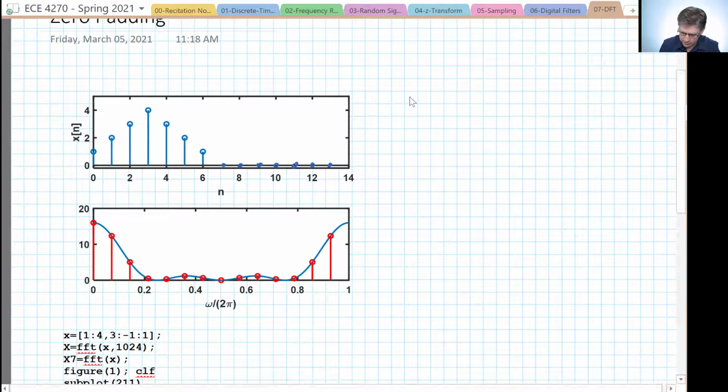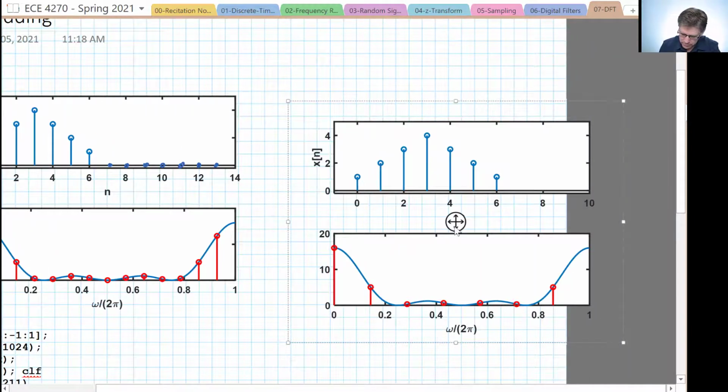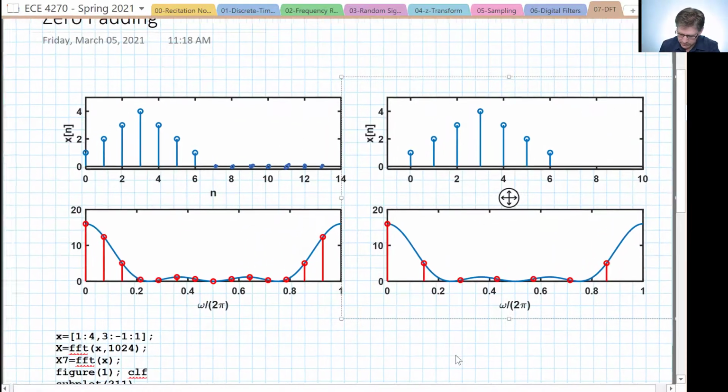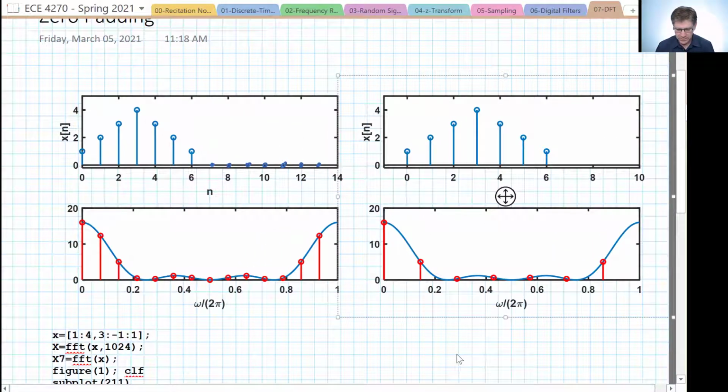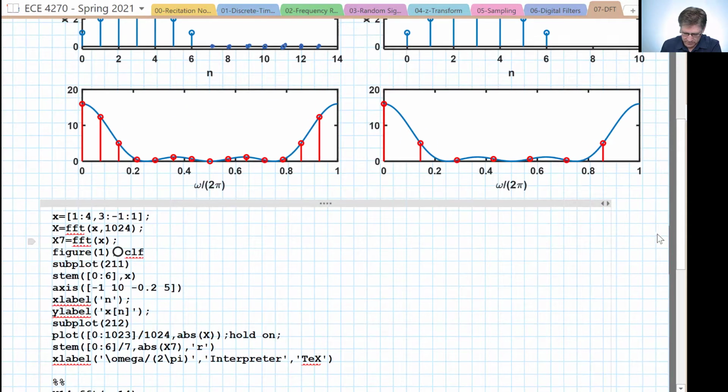Copy, paste, move that over there. So you can see that we now have more samples. In this case, we took our 7-point sequence and we zero padded it out to 14 points to get this. So we have twice as many samples, but we could zero pad it out as far as we wanted to go. So I have the MATLAB code for doing this down below.